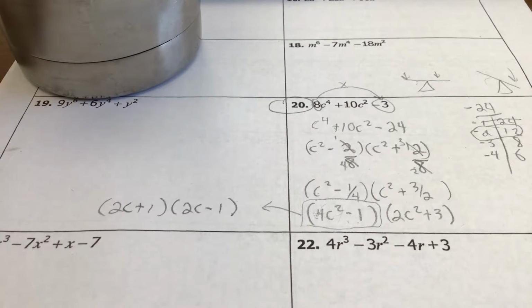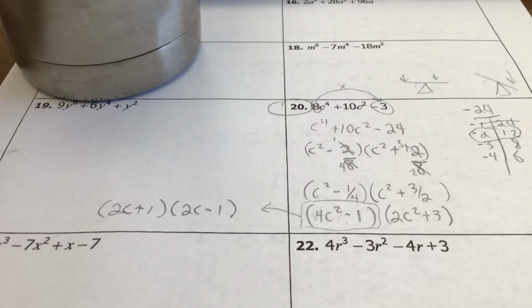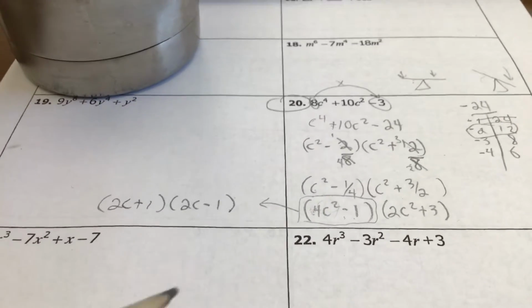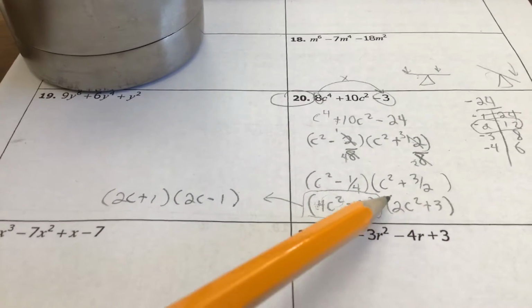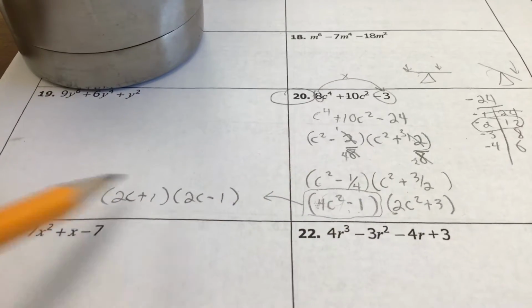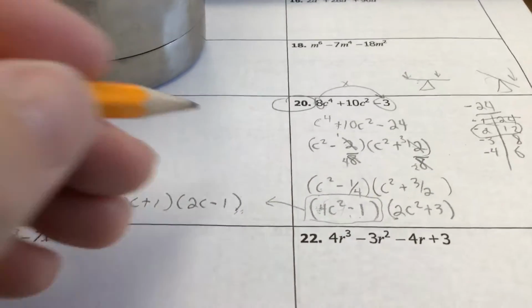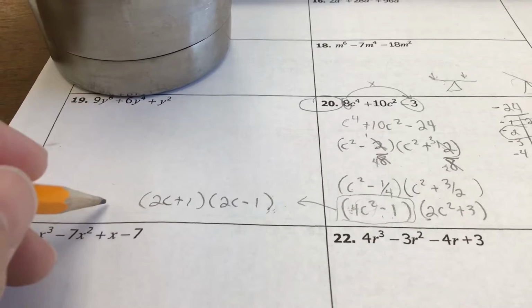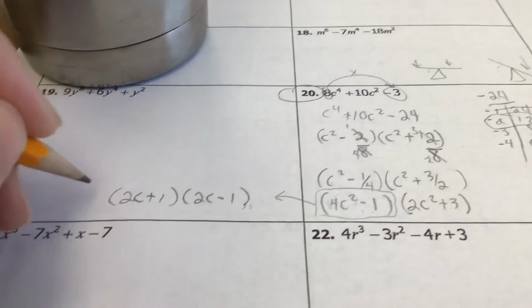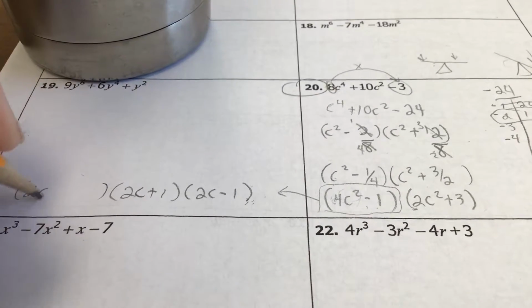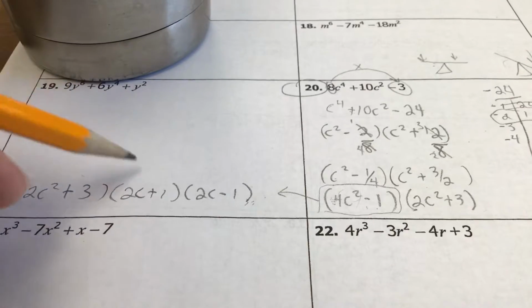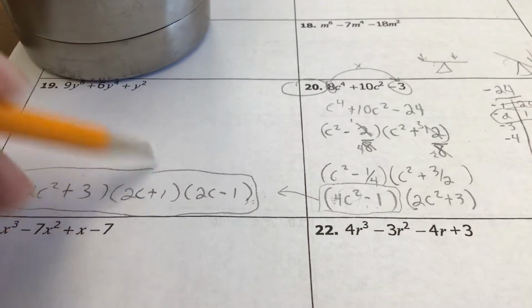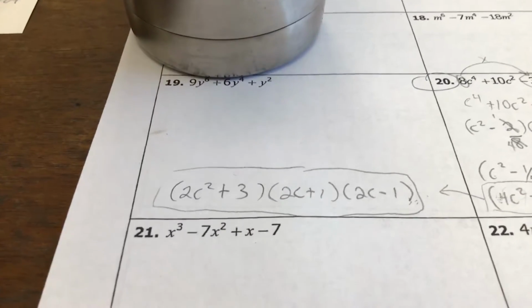So your actual final answer would look like this right here. So basically, this 2c squared plus 3, I can just go ahead and set it over here with these factors. If you want to put it before or after, it really doesn't matter. Remember, you're multiplying. So the actual factored form of this thing is that right there.